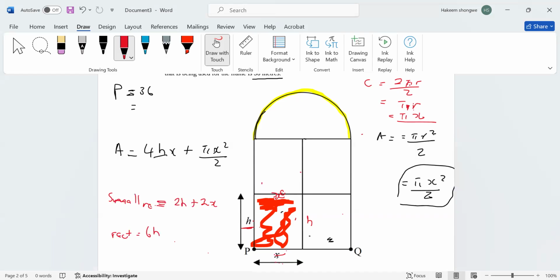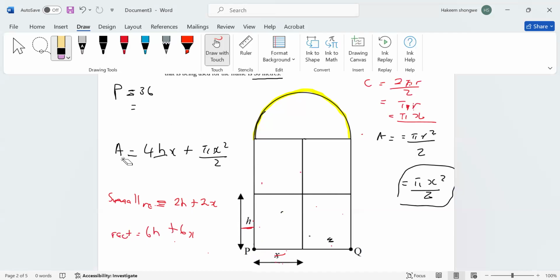Let's check the x: 1, 2, 3, 4, 5, 6. So 6h plus 6x. This is the perimeter of the larger rectangle. Now, ladies and gentlemen, do you understand this part? Okay, they understand. Let's continue.